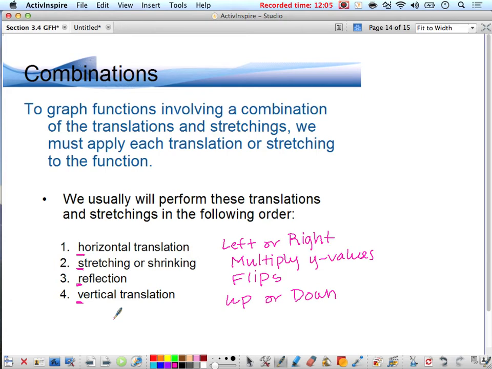So horizontal first, left or right, then you stretch, that's where you multiply your y values by a constant. If you have a reflection, do it third, okay? And then if you have a vertical translation, do it last. So save your vertical translations for last. You would never believe it, but the up-down really can mess things up. That's where it actually gets into trouble sometimes.